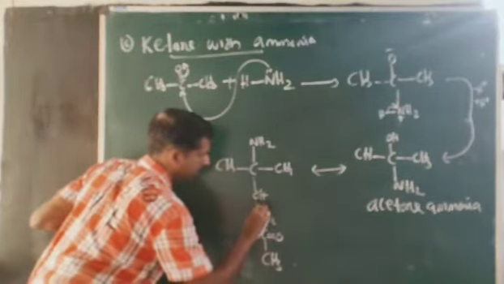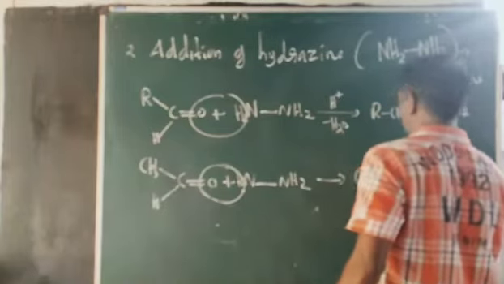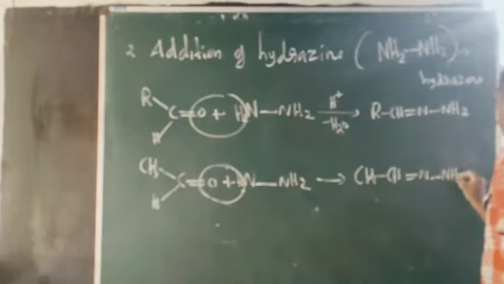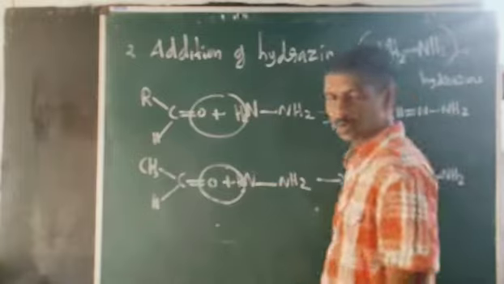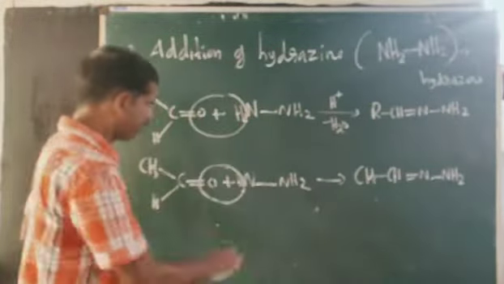If you take acetaldehyde, look here, CH3-CH=O plus NH2-NH2, what do you get? H2O is eliminated. What we get is CH3-CH=N-NH2. What is this one? Acetaldehyde hydrazone.